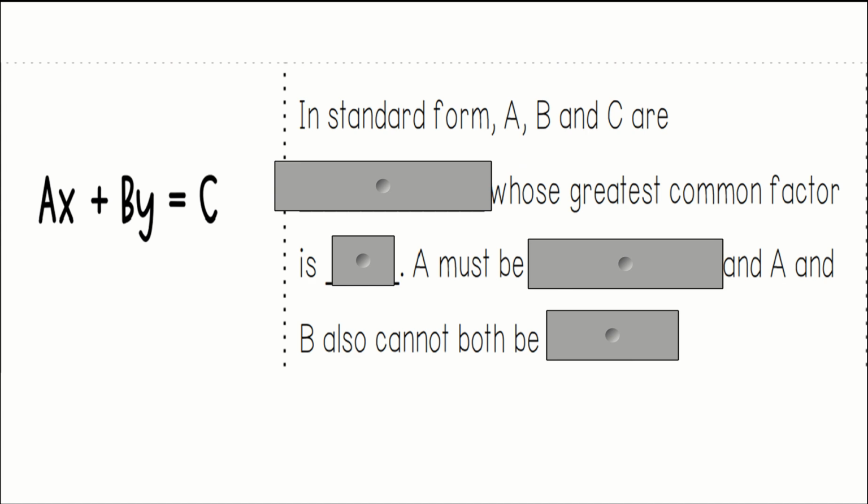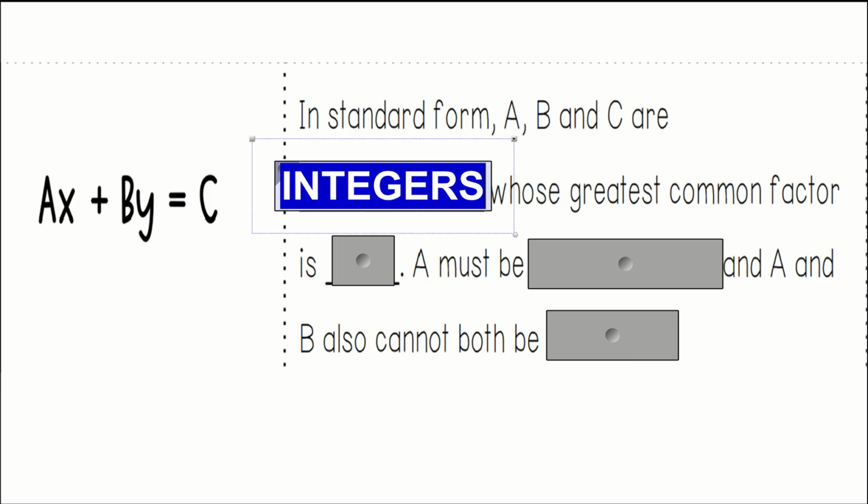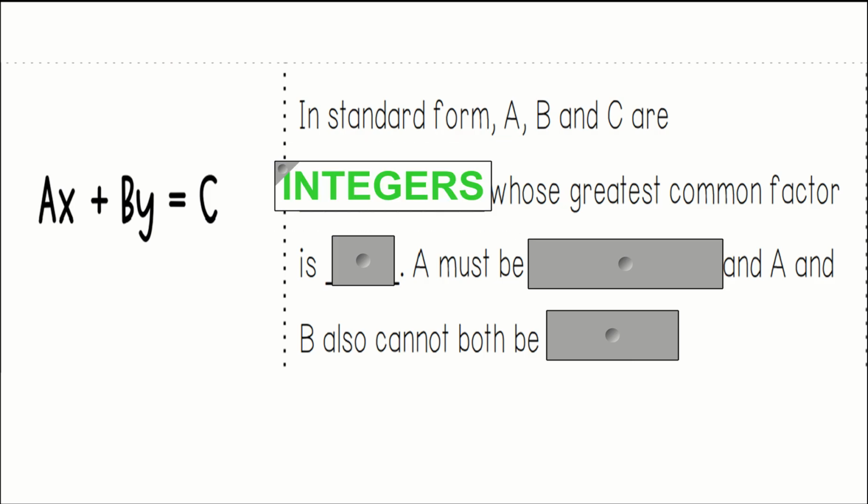So in standard form, A, B, and C are integers. What that means is they shouldn't be fractions, they shouldn't be decimals. They're going to be integers if it's true standard form. Could you possibly see a decimal on there? Yeah, but then it's not technically standard form, okay? And the greatest common factor is supposed to be 1. So that means we couldn't simplify any of these necessarily.